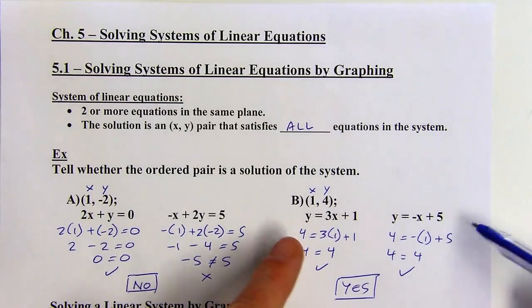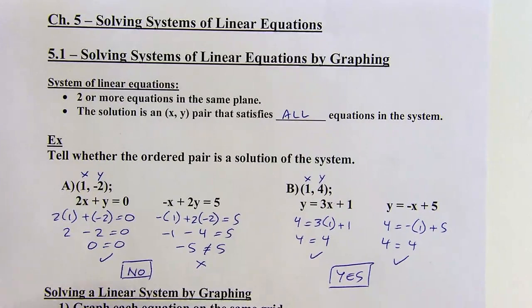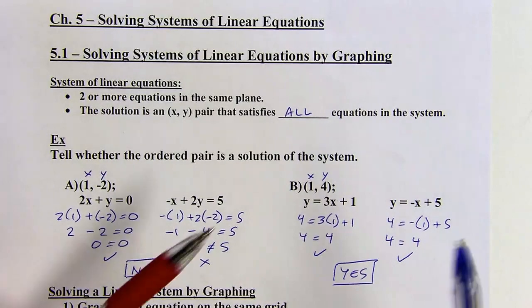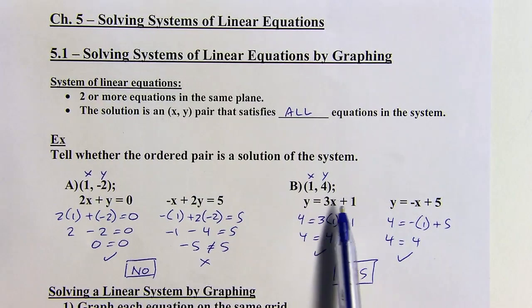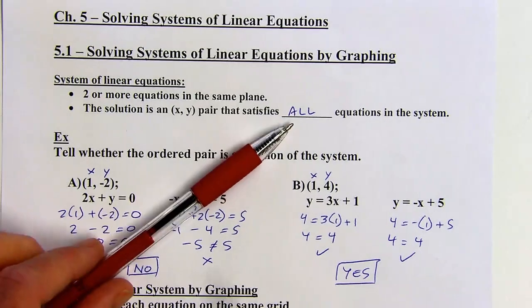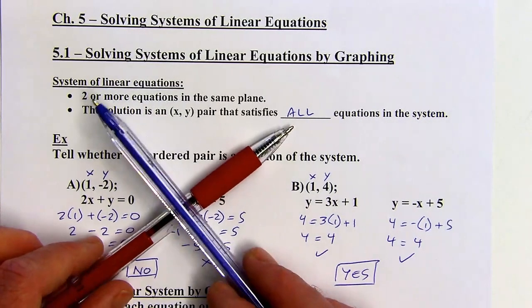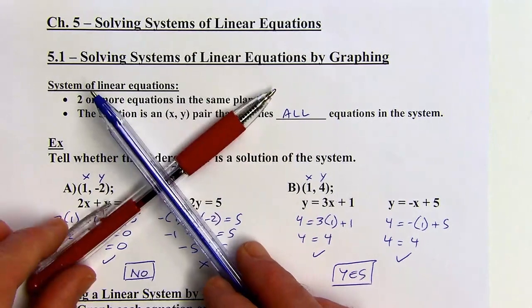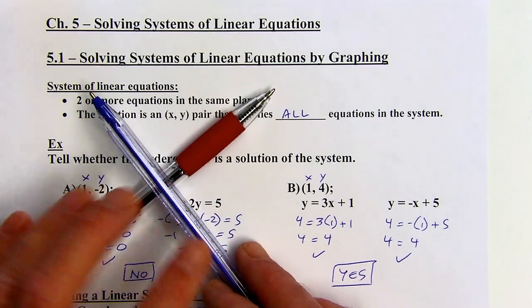Okay, let's talk about what this system would look like if we graphed it. We're not asked to graph it here, but if we did graph both of these equations, they would both be straight lines. So this one would have a slope of 1 and y-intercept of 1, and the other one would have a slope of 3, and the other would have a y-intercept of 5 and a slope of -1. So you're going to get two straight lines that intersect, and they're going to intersect at the point (1, 4). So that suggests how we could solve this system.